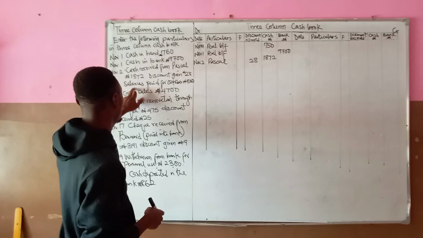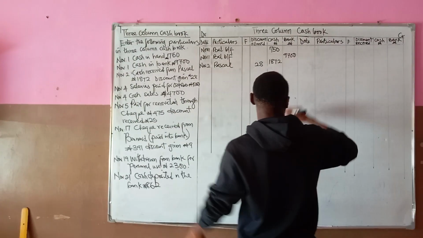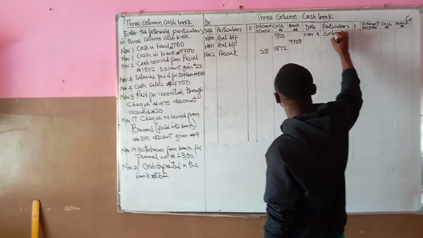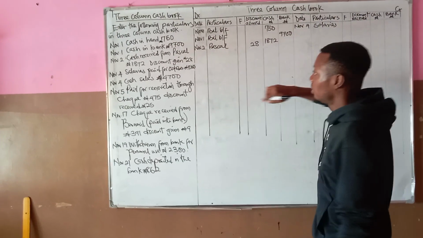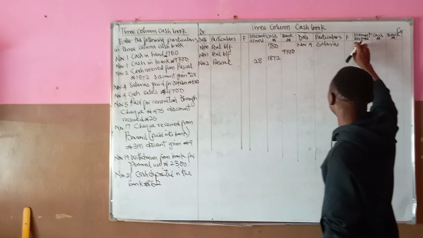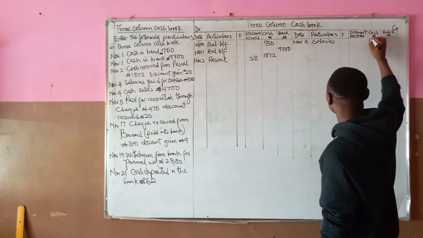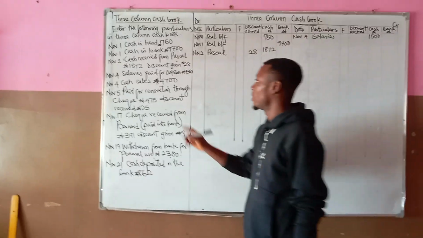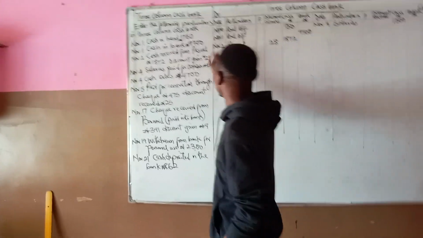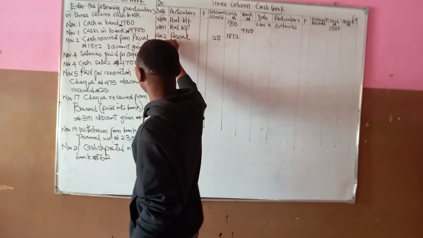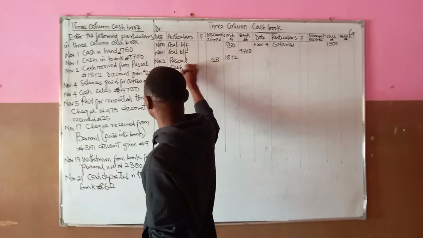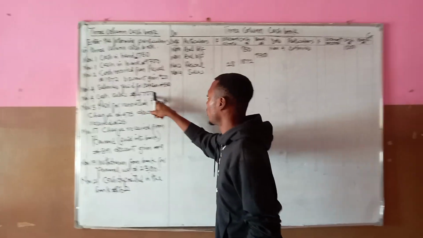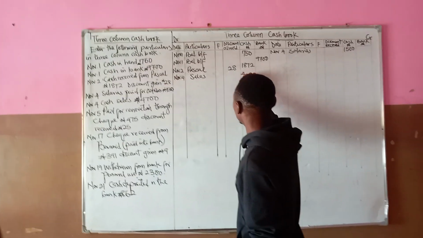November 4, we have salaries paid. Salaries paid for the month of October, it's 1,500. Definitely it is cash, because it was not indicated that the money was paid via cheque. November 4th also we have cash sales. So I have my November 4 cash sales, 4,700.